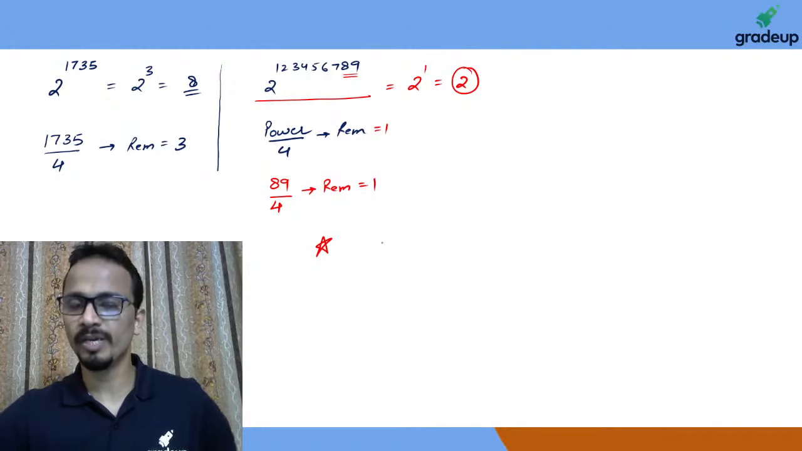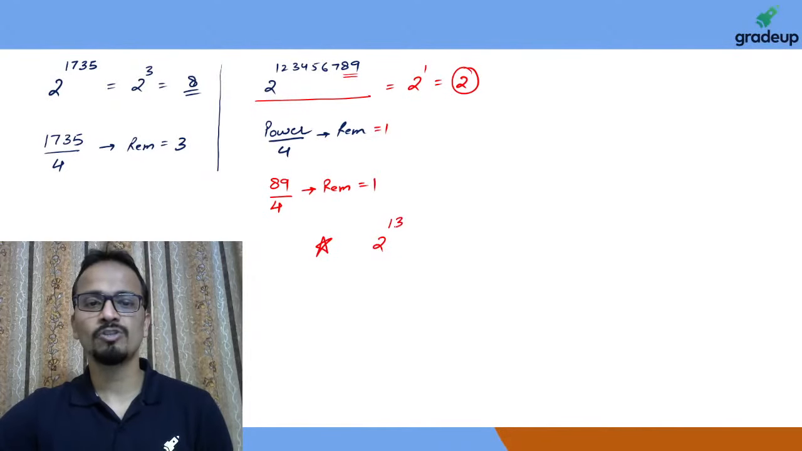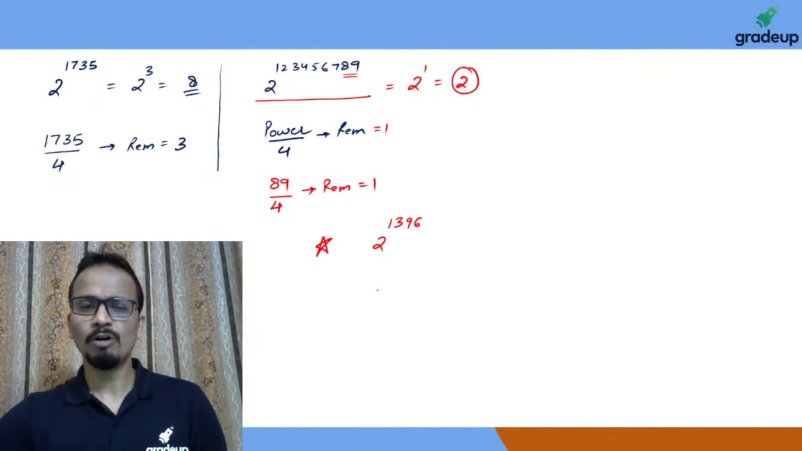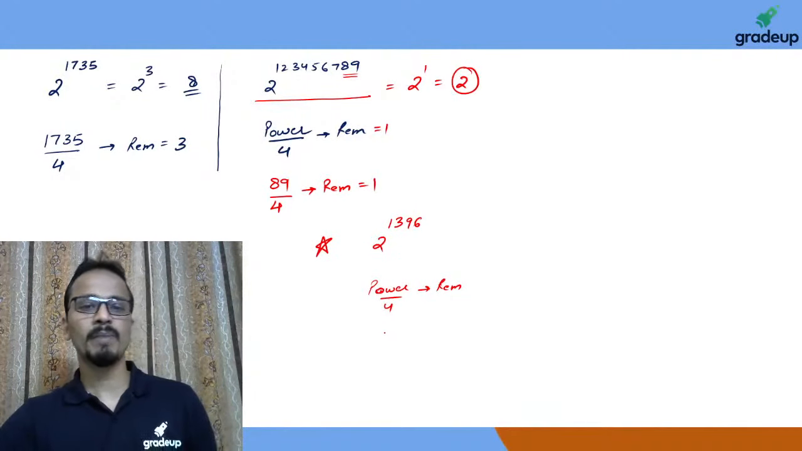that you should be knowing. Now let's consider this example to understand the important point that I'm talking about. Let's say I have the question as 2 raised to the power 1396. Now what I'll do is I'll divide the power by 4 and we'll check the remainder. In this case you will observe that the power is completely divisible by 4.